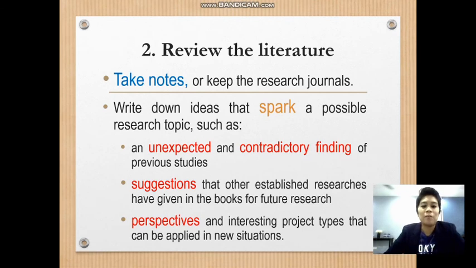Okay, second one, after you identify the problem, review the literature. You have to take notes, see what is unexpected, what contradicts findings. Contradicting findings are very interesting. Why am I saying this? Because some studies say that the older the athletes, the wiser they are, the tougher the mental. But another study says that the higher the level of competition of the athletes, the mental toughness will be higher regardless of the age.